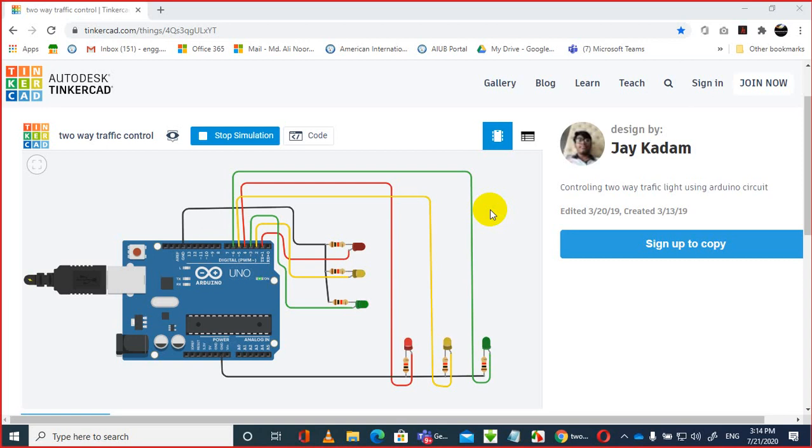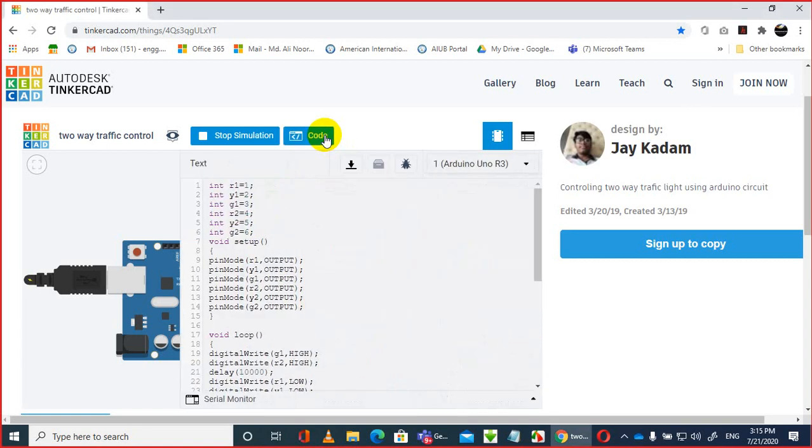So this is the two-way traffic light system model, and it is already simulating. Look at over here, the sequence of lights turning on and off in a particular pattern. So we'll use this model and implement the system in Proteus software. Okay, let's look at the code behind it.